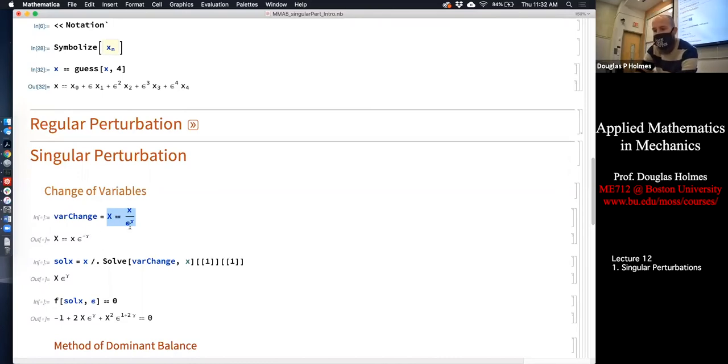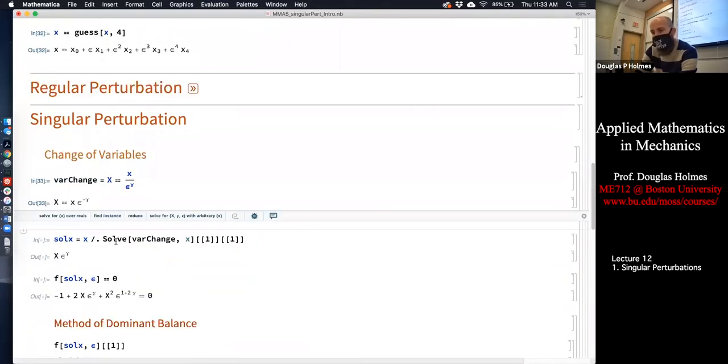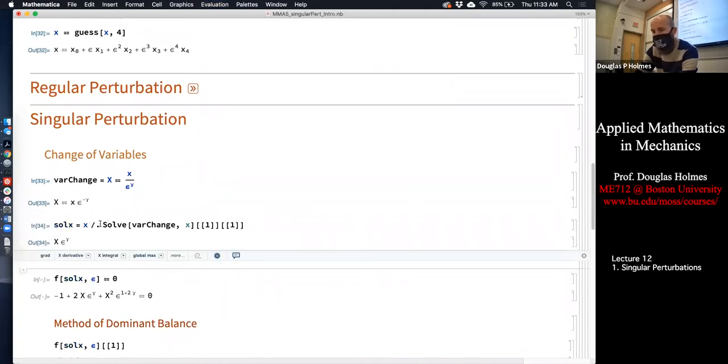Pretty straightforward. I'm going to define that big X is equal to little x over epsilon to the gamma. I call that var change, variable change. And just for really making things straightforward, let's just solve for little x. That means multiplying both sides of the equation by epsilon to the gamma. So I get little x is equal to big X times epsilon to the gamma.